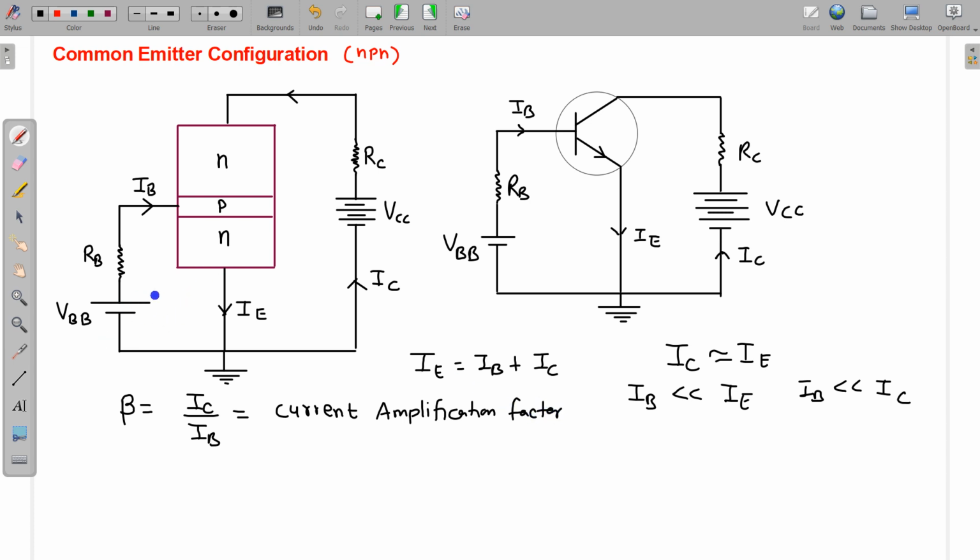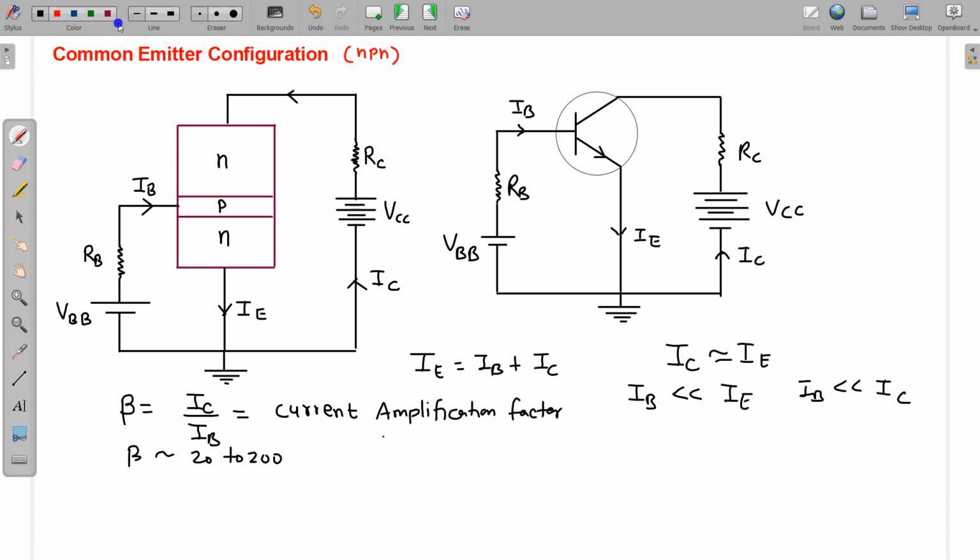If biasing is done properly, with the emitter junction properly forward biased and the collector junction properly reverse biased, we call the transistor to be in active mode. In active mode, we can define this current amplification factor beta. Beta has a value of the order of 20 to 200, as we know that IB is much less than IC, so this ratio is huge.